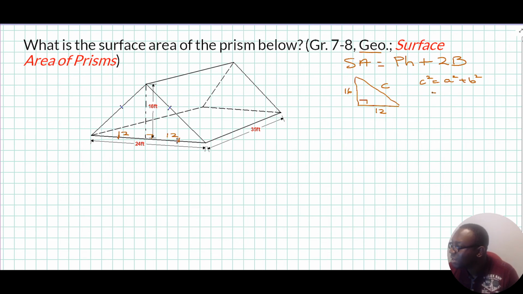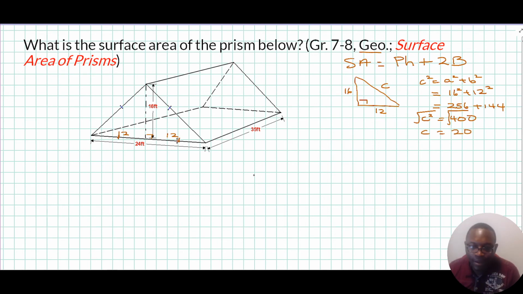So C squared here is going to be 16 squared plus 12 squared. 16 squared is 256. 12 squared is 144. When you add this up, you have 400. So C squared is 400. Now we need the value of C, so let's take the square root of both sides. And we have C is equal to 20. All right, so now we have 20 here, and then we have 20 here.